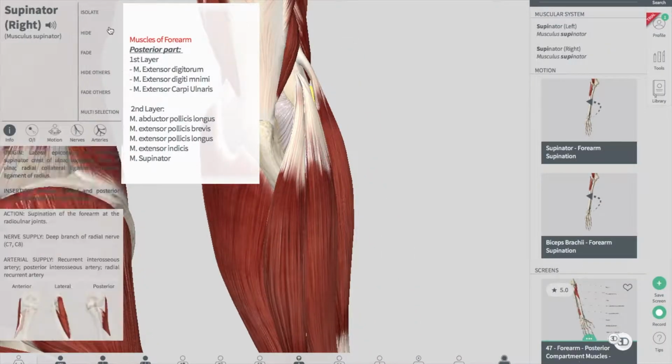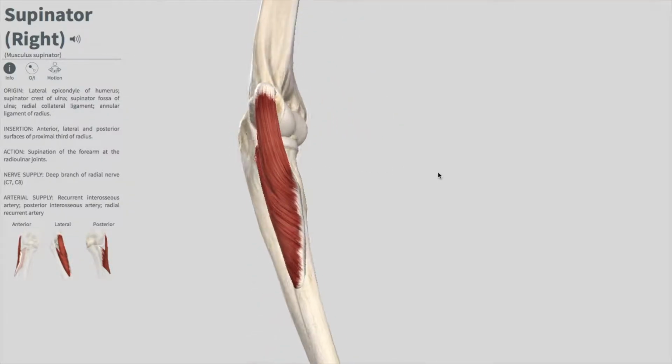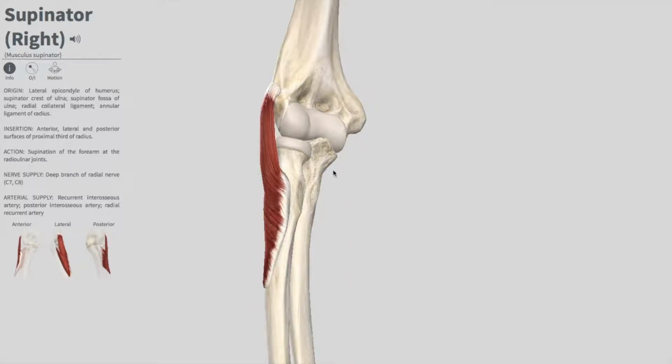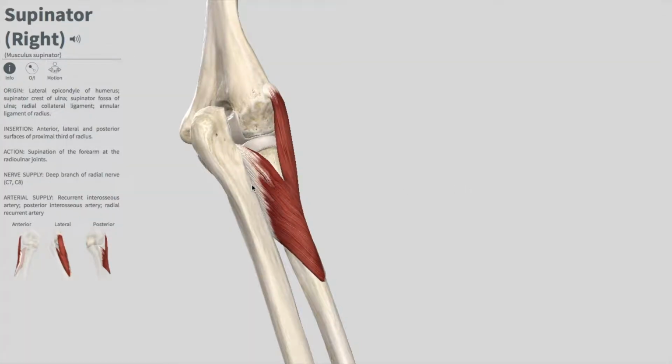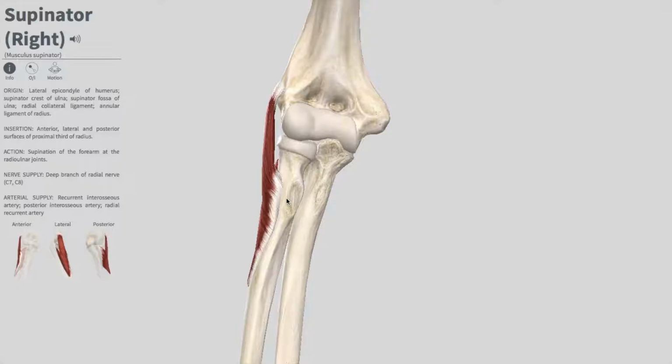Here it is. Musculus supinator, the function of this muscle is actually in the name as well. It originates at the epicondyle lateralis, as you see here, and at the ulna, as you see here. And it inserts at the lateral surface of the radius. And the function of this one is supinatio of the antebrachium, meaning pulling the hand back to its normal position.